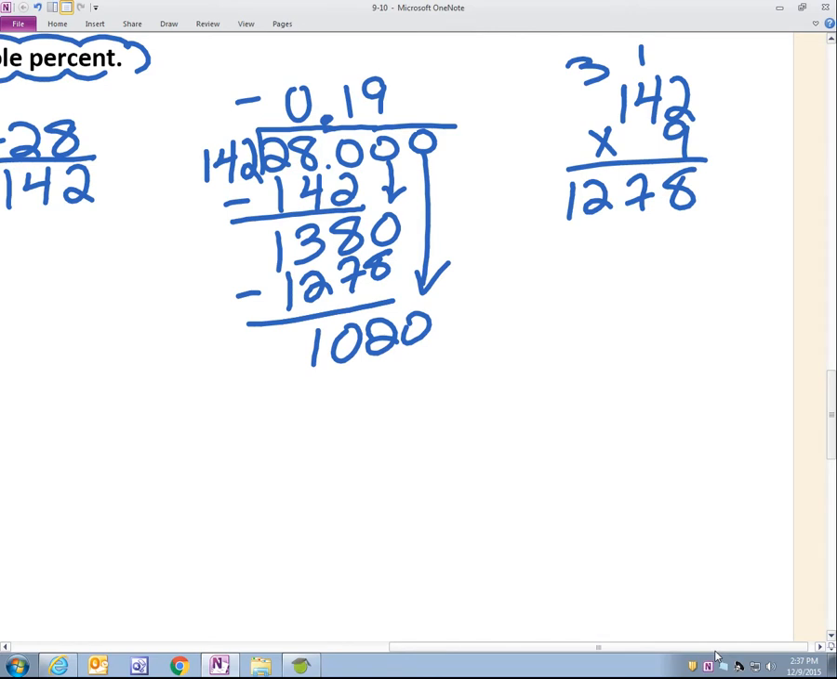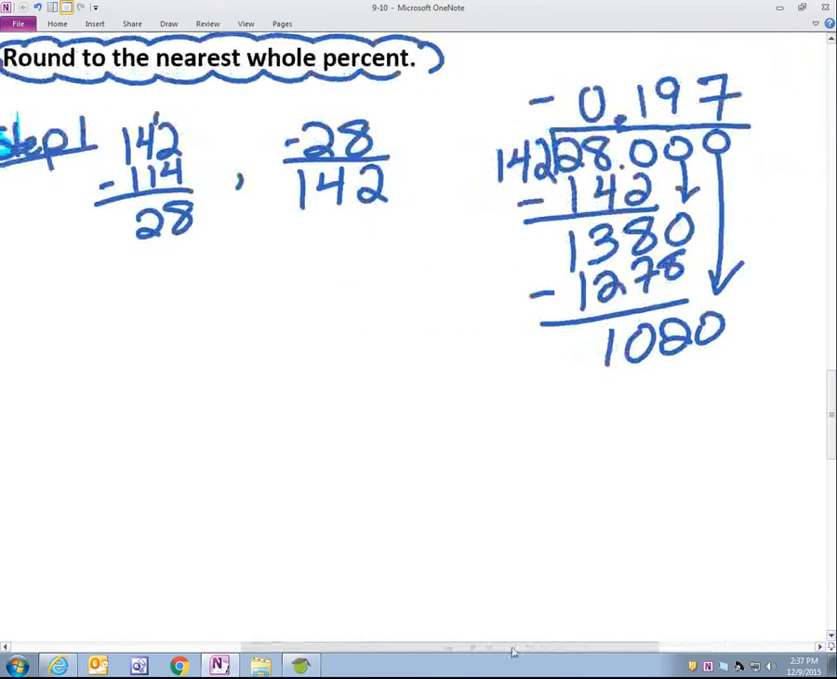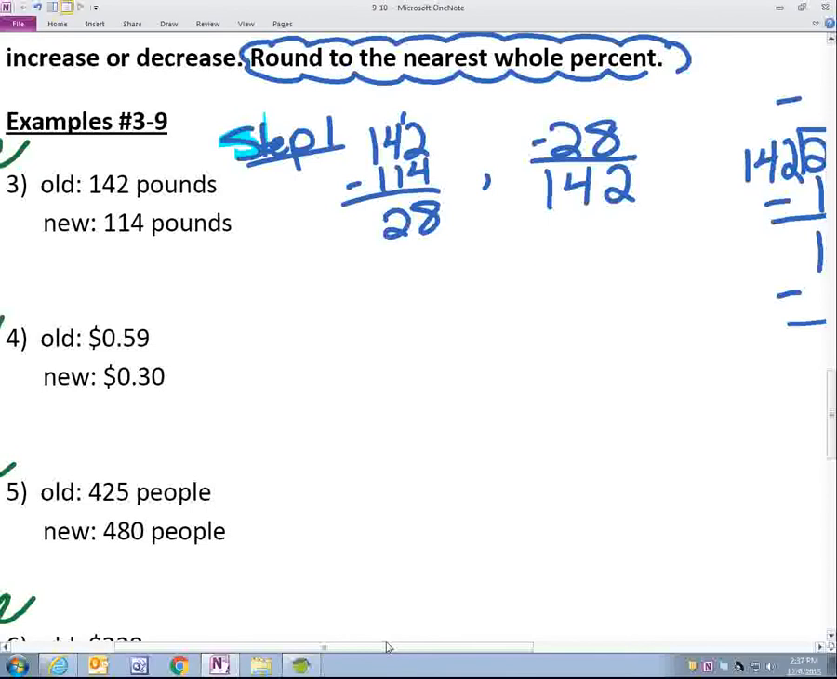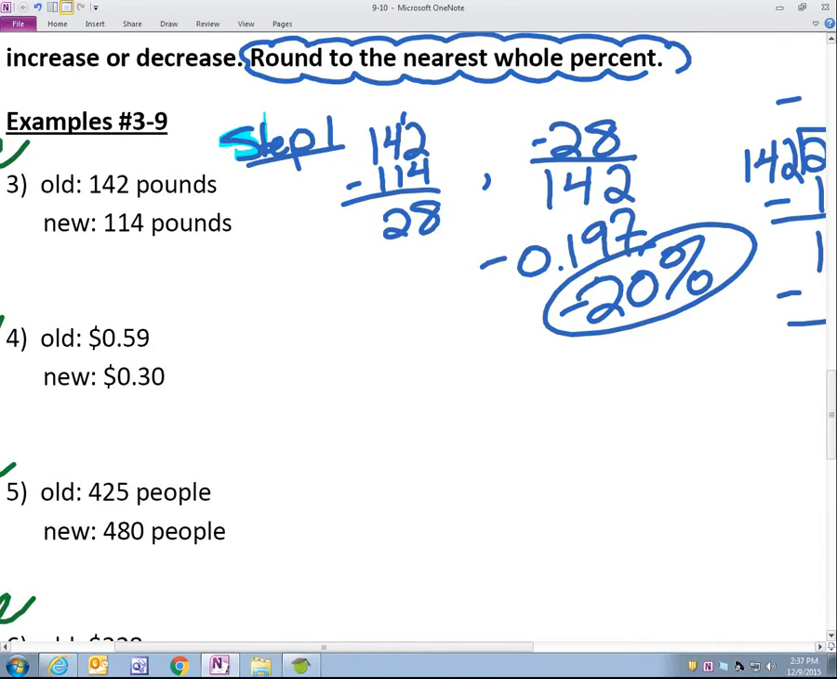Okay, the next one, so I have that. Now, 1278 is really close, but it's too high. So I could do 8, or I could do 7. It's going to be 7, 8, or 9. But I also know that if this is going to be a 7, when I round up, it'll be 20. Beautiful. So now I have negative 0.197, which is equal to negative 20%, because we rounded up. Negative 20%.